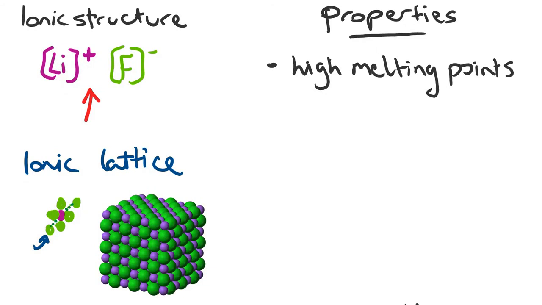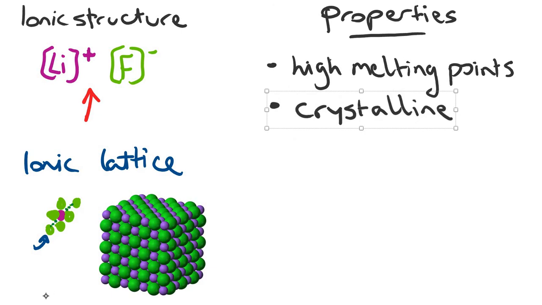The next property we're going to discuss is the fact that they are crystalline. They're crystalline because there's a very regular array of positive and negative ions beside each other. So it's easy to form crystals of these substances due to the strong interactions between the particles and the ease with which they form this ionic lattice. So they are crystalline.